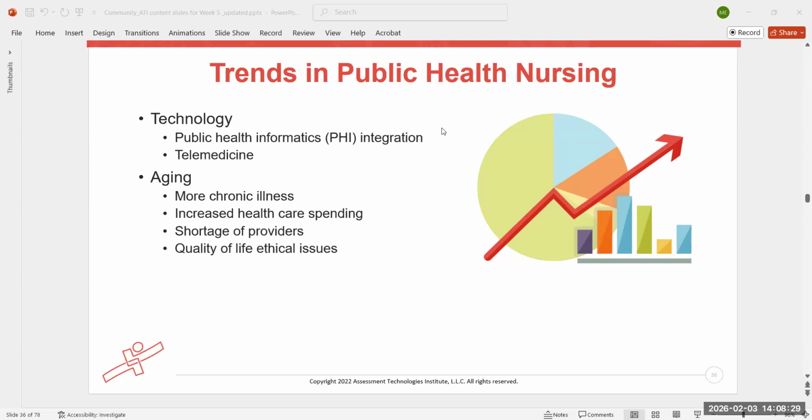There's a presence of more chronic illness. There's more money involved, increased spending. Specialty providers might be limited, especially within specific areas. And then looking at quality of life, at end of life ethical issues, like trying to incorporate the use of palliative care, more holistic treatments, and also looking at the impact of hospice care as well.